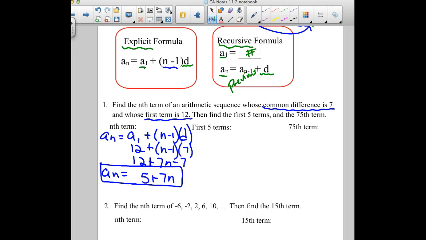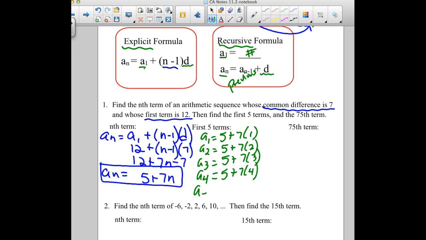So can I generate the first 5 terms? All I have to do is plug the numbers 1 through 5 into my formula. So first term is going to be 5 plus 7 times 1. Second term would be 5 plus 7 times 2, etc. All right, so simplifying. What do we get for our first term? 12. And that's a good check if we did the formula right, because they told us our first term was 12.